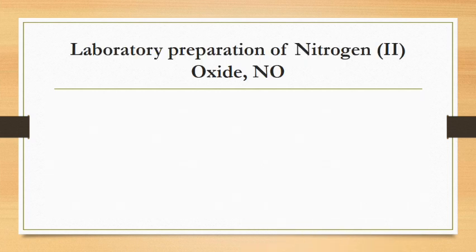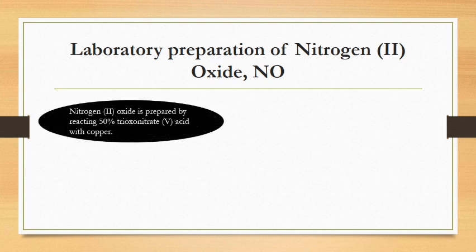So laboratory preparation of nitrogen 2 oxide. Nitrogen 2 oxide is prepared by reacting 50% nitric acid with copper. Please do note that when you want to prepare this, you have to be careful. Basically, it's advisable to prepare this in a fume cupboard, and you should prepare it if you have experience, because nitric acid is corrosive and it could be dangerous. Care must be taken while using such chemical.